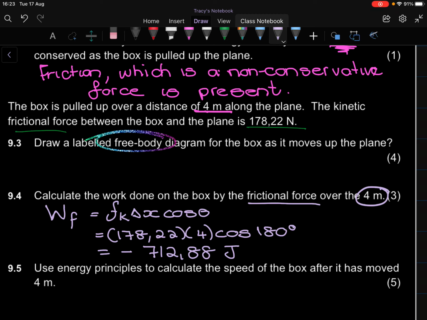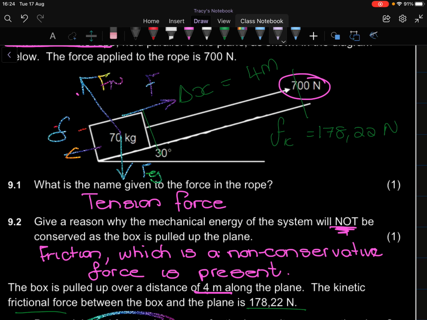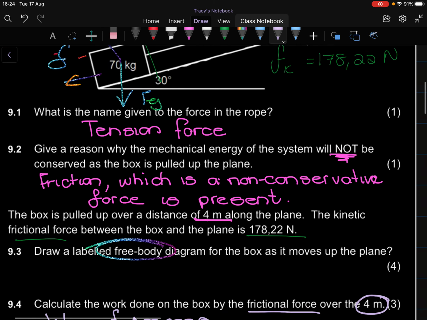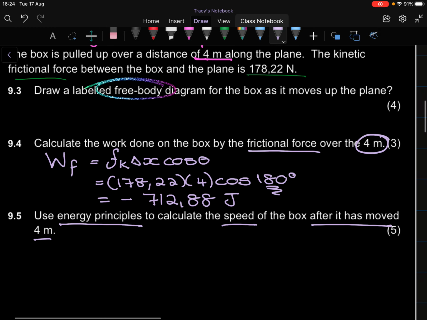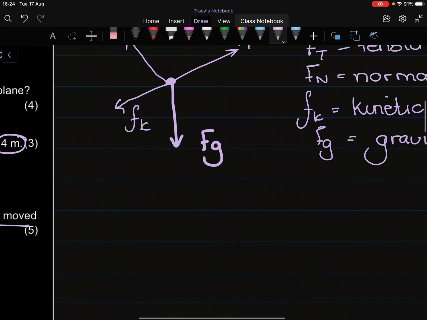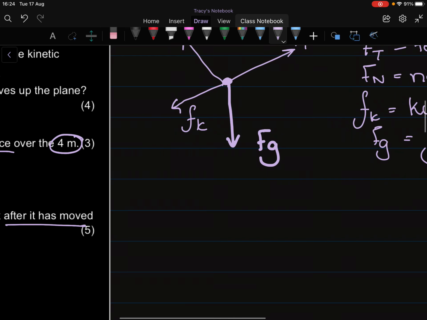Not really too difficult. It's the 180. Now they say use energy principles to calculate the speed of the box after it has moved 4 meters. There are several options for calculating this. There really are. And here it's about doing the simplest. Right about now, some of you are going, oh wait, we've worked out work done by friction, and I just want to show you why I don't do this option.